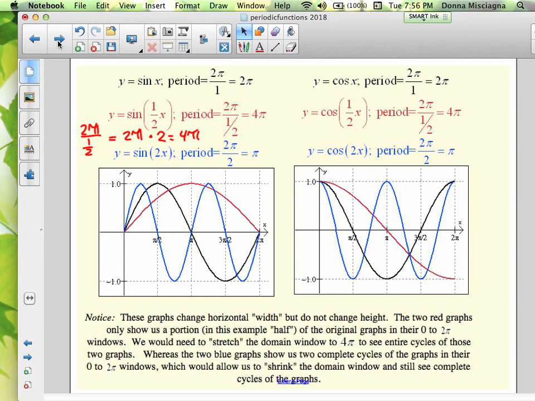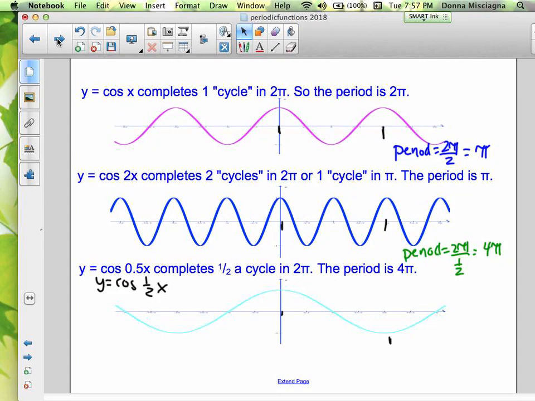So it would be doing everything twice as fast. Right? So it doesn't change your range at all, doesn't vertically stretch it at all, but it does horizontally stretch it, and it makes it go through the cycle faster. Or I should say stretch or shrink, depending. All right, so y equals cosine x completes 1 cycle in 2 pi.